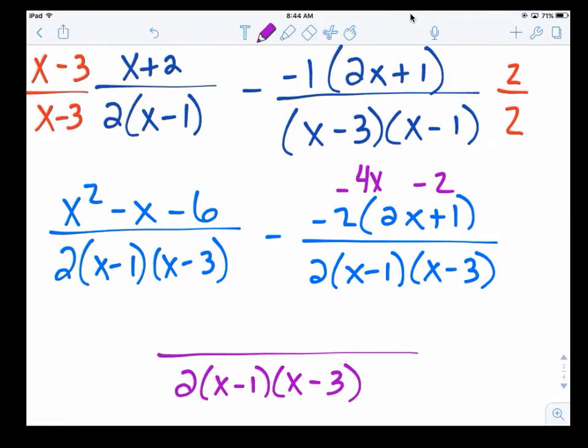Okay, so this is the only x squared term that I have, correct? So I can just write it down. So you have negative x minus negative 4x. So what would that be? Good. And then you have negative 6 minus negative 2. Good.